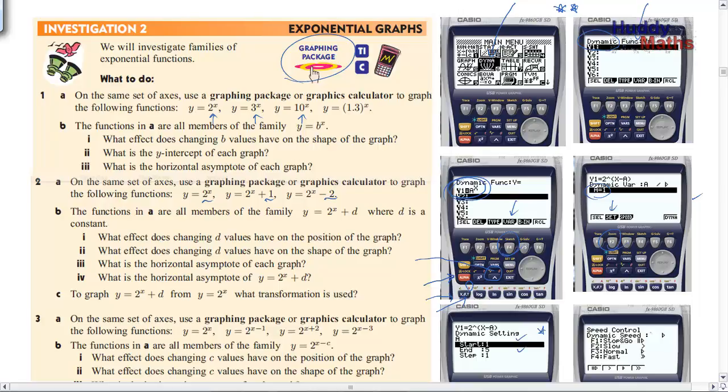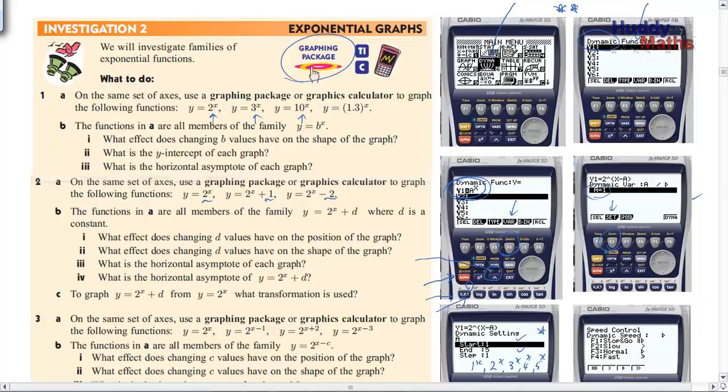So what does that mean that's going to do? It's going to have 1 to the X, well that's a bit flat, 2 to the X, 3 to the X, 4 to the X, and 5 to the X. And it's going to show you the graph flicking from one to the other. So it's going to be quite clear what the effect of that changing the base, the A, is going to be like.